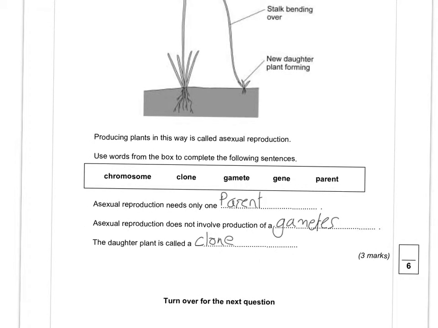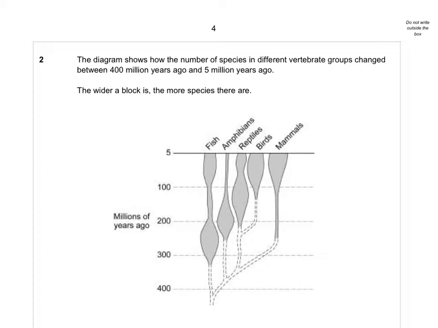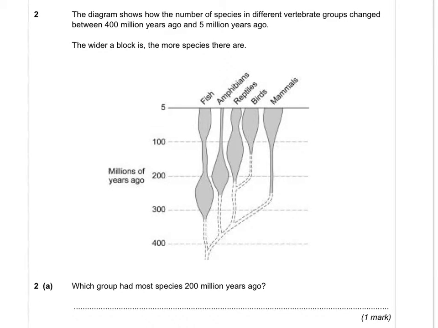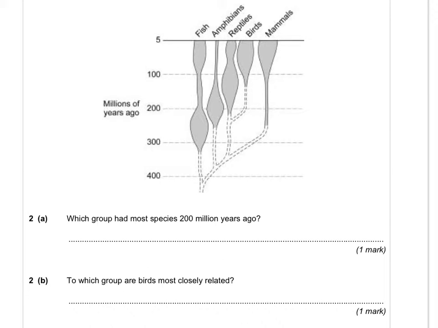Okay, moving on. Question 2. The diagram shows how the number of species in different vertebrate groups changes between 400 million years ago and 5 million years ago. The wider a block is, the more species there are. So we can see, as we look down here, that some of the blocks get wider, and the wider it is, the more species there are. This is important for one of the first questions, so make sure, please, that you are reading all of the question before you attempt to answer it.